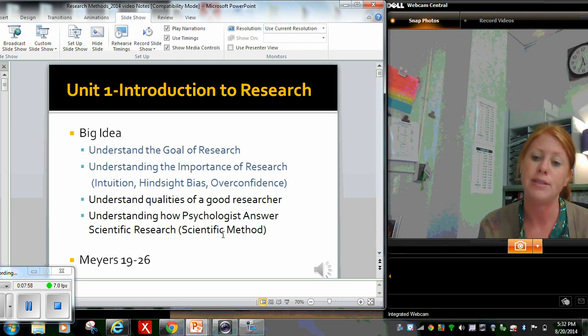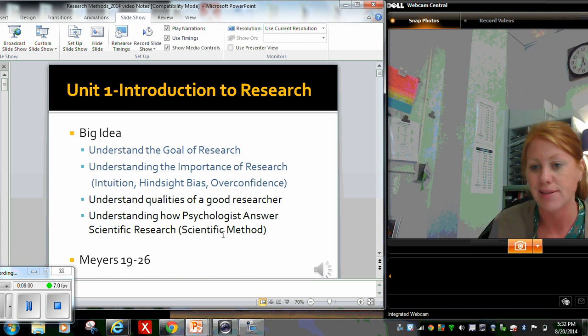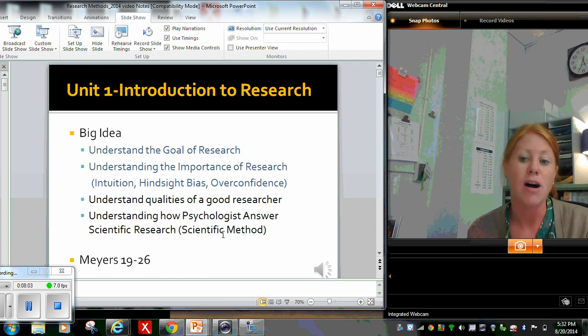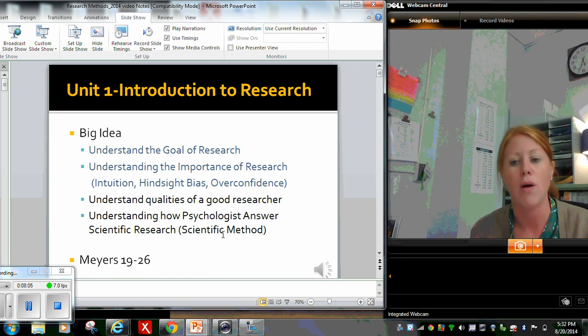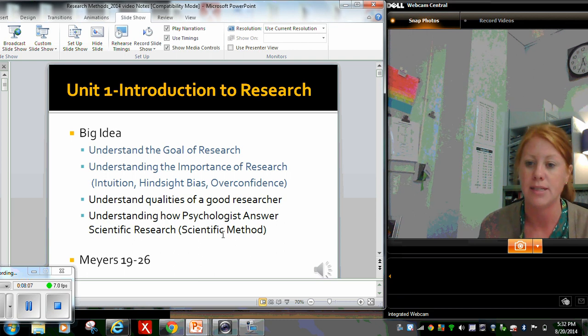Make sure you're able to understand replicate, theory, hypothesis, and operational definition. Also, make sure you can explain the difference between quantitative and qualitative, because those are all testable questions.